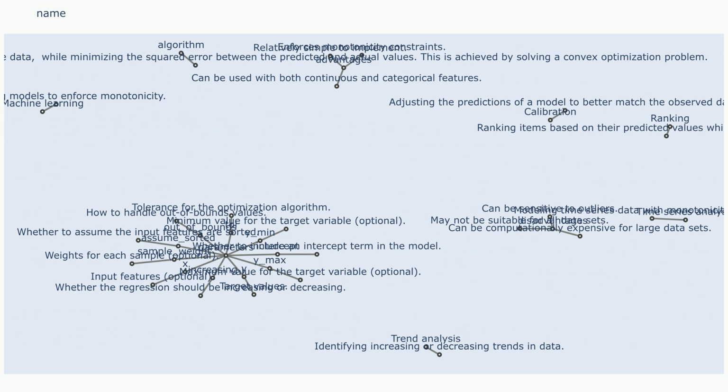Conclusion. Isotonic regression is a valuable tool for addressing situations where you need to enforce monotonicity in the relationship between variables. Its simplicity, flexibility, and ease of implementation within scikit-learn make it a powerful technique for various applications, from data smoothing to probability calibration.